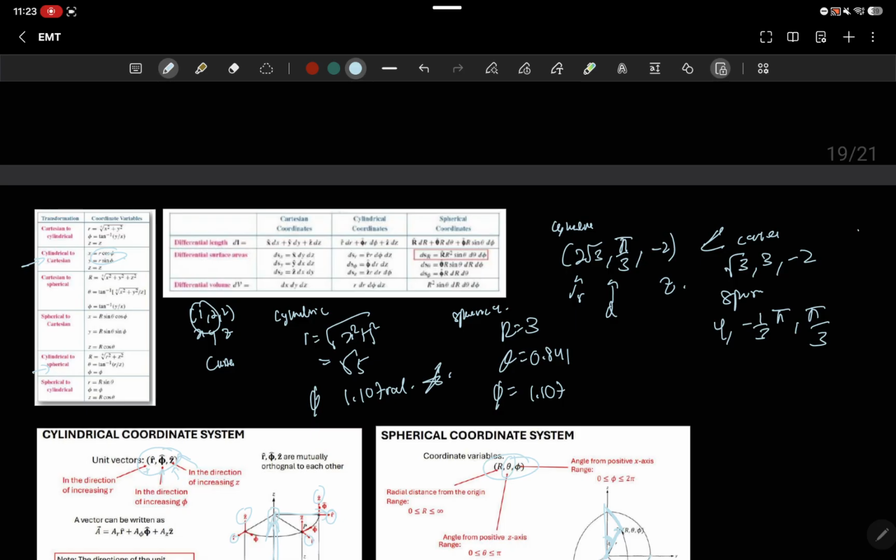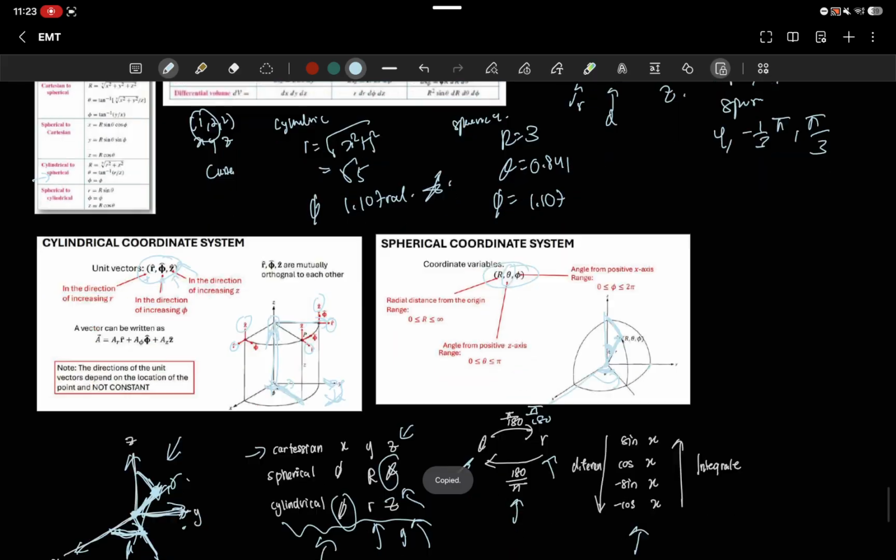Now let's do a calculation for this. Copy this. New page.